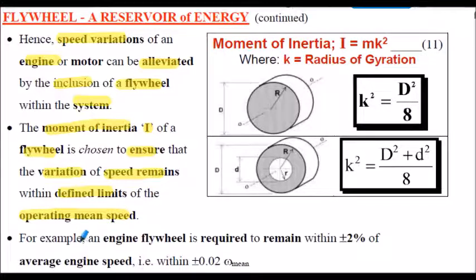I said to you before, if an example engine flywheel is required to remain within, they'll give the values in terms of percentages, plus or minus 2%. Be careful, that is plus or minus 0.02 of the mean speed, and that's an A value of 0.04, of course. I'm just repeating the radius of gyration calculations. I've called it I here for moment of inertia, and then the radius of gyration formulas for the solid disk and for the hollow section disk are given there without proof. Don't forget though, when sometimes students do forget this, you're actually calculating from these formulae the radius of gyration squared, and the question probably wants you to find the radius of gyration in some instances, so just be careful what you actually state as your final answers.